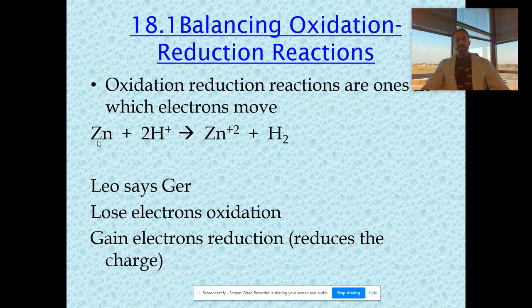So when we look at zinc, zinc is going from no charge to +2. So how is it going to do that? How is it going to go from no charge to +2? Dora the Explorer time. How's it going to happen?